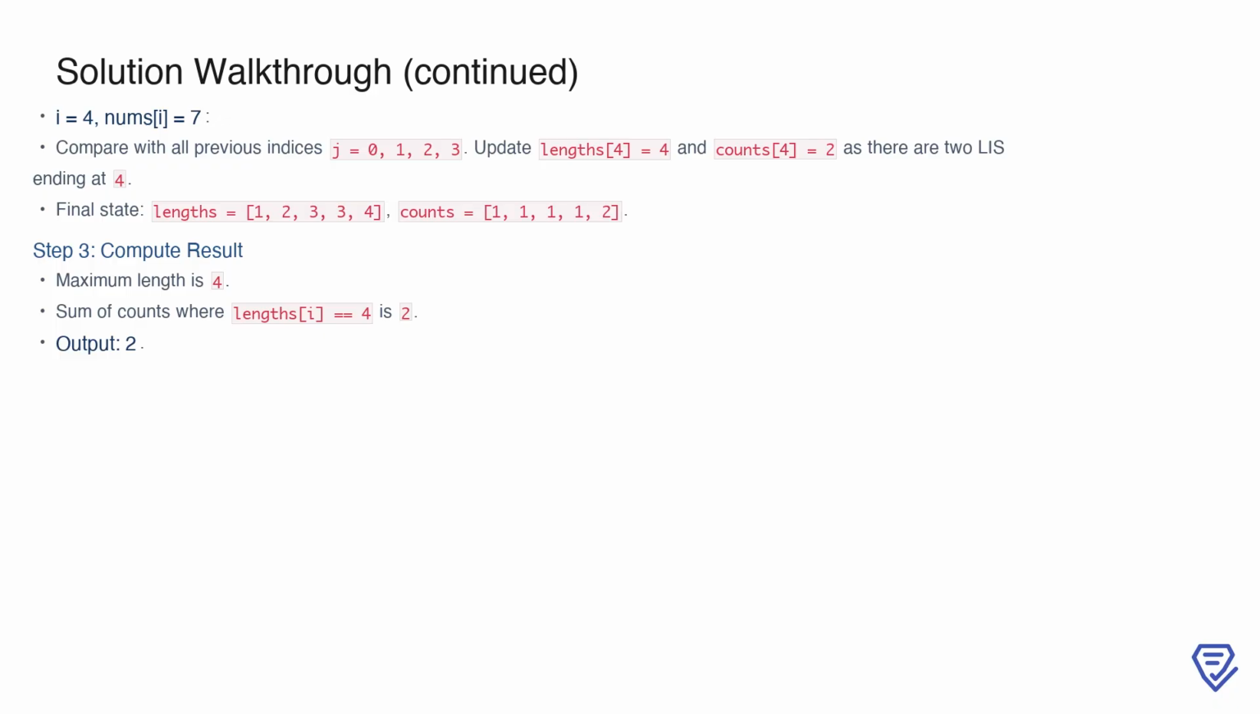At this point, we compute the result. The maximum length of any LIS is 4, and the total number of such subsequences is the sum of counts where lengths[i] equals 4, which gives us 2. Therefore, the output for this example is 2.